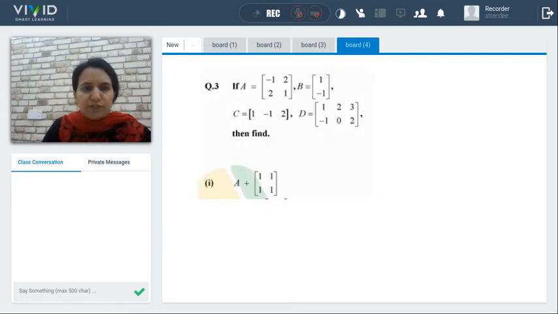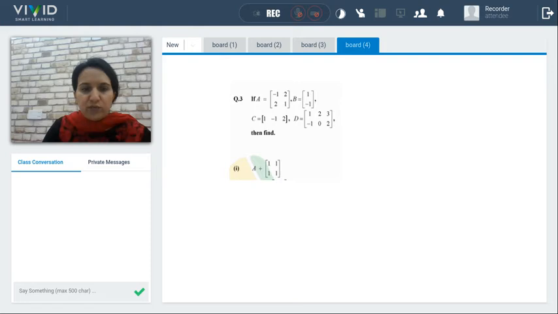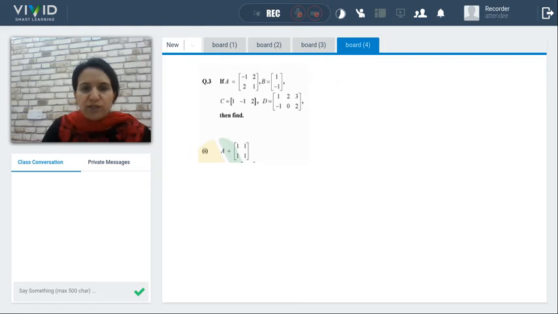You can see question number 3 is: if A, B, C and D matrices are given, we have to find A plus 1, 1, 1, 1, a matrix having 1 in all the elements. So first of all, we have to find the order of the A matrix and the given matrix which we have to add. If the order of both matrices is the same, only then we can add. So let's find the order of A.